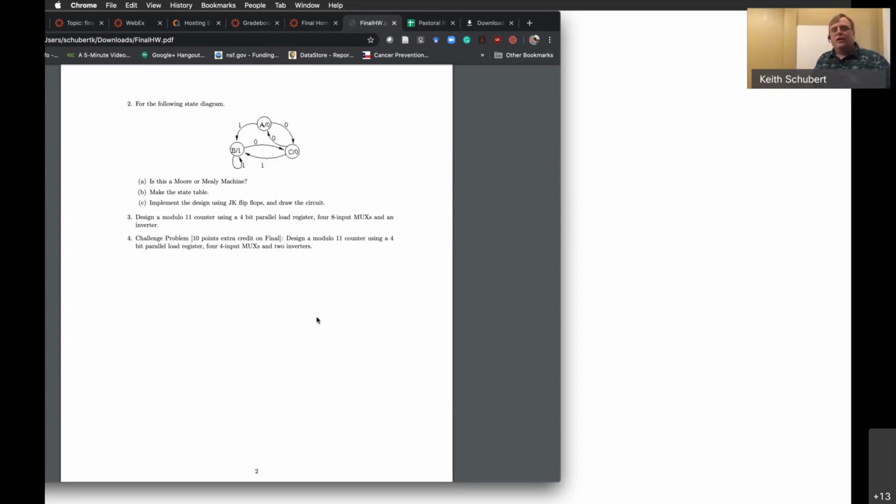A Moore machine only cares about the current state. A Mealy machine cares about the current state and the current input.